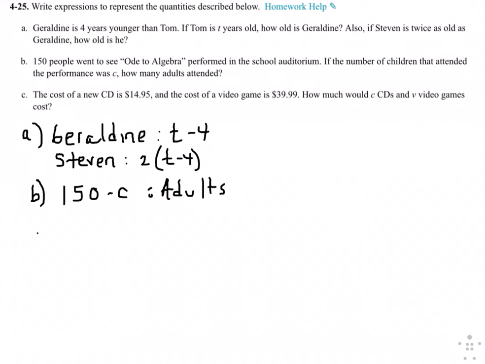Okay, and then C says the cost of a new CD is $14.95. The cost of a video game is $39.99. How much would C CDs and V video games cost? So the total would be $14.95 times however many you had, plus $39.99 times however many video games you had.